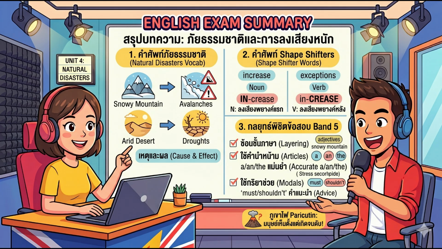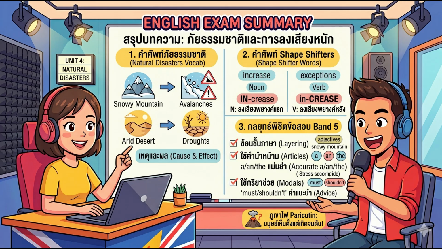What's fascinating here is how deliberate that connection is. The sources don't treat these as random lists. The geography directly dictates the disaster. So a steep, snowy mountain brings avalanches. Yep, and a dry, arid desert brings droughts.